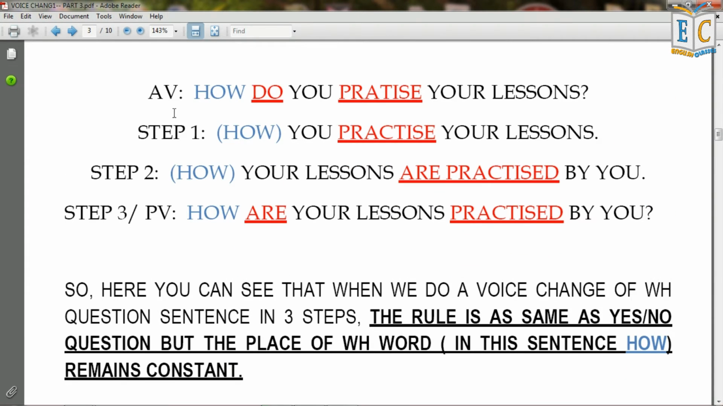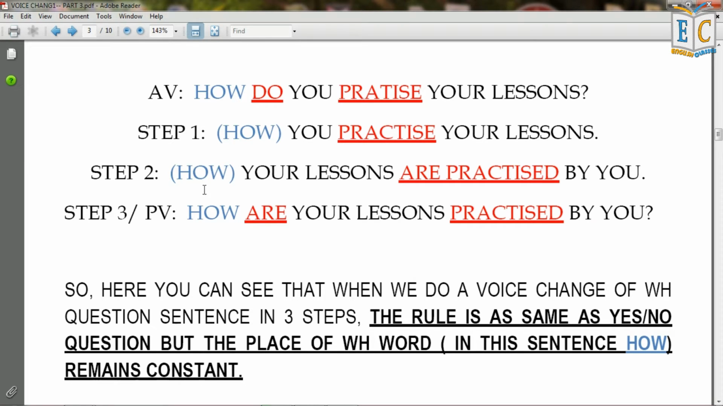Now let us check an example of WH question. In active voice, how do you practice your lessons? In step 1, you have to keep how constant and you have to change the other part of the sentence. So you have to keep the WH word constant and change the leftover sentence. So this sentence becomes the normal sentence.